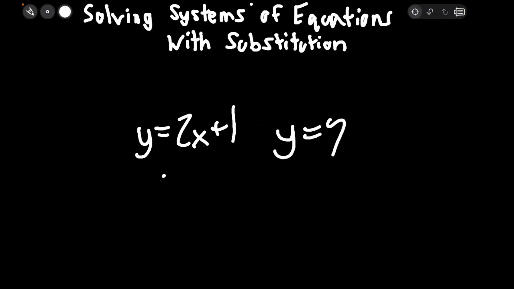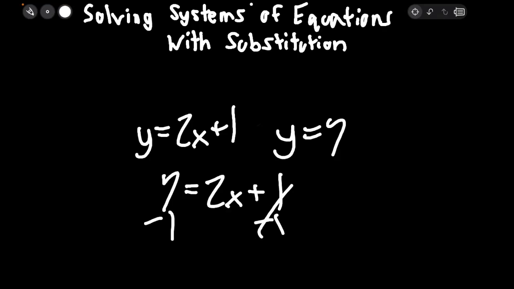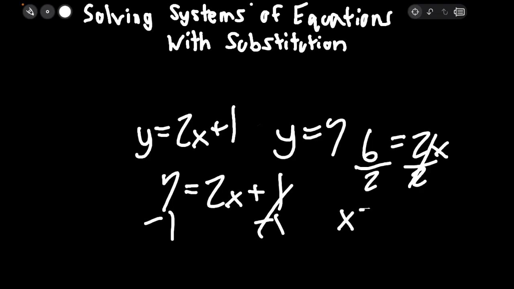For our second example, we have y equals 2x plus 1, and then y equals 7. And then we could just substitute 7 for y in the first equation. 7 equals 2x plus 1. And we could just subtract 1 on both sides. And then we get 6 equals 2x. And then divide by 2, and then we get x equals 3. And our solution is x equals 3 and y equals 7.